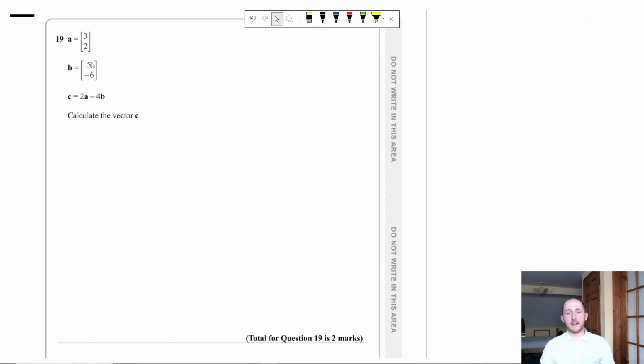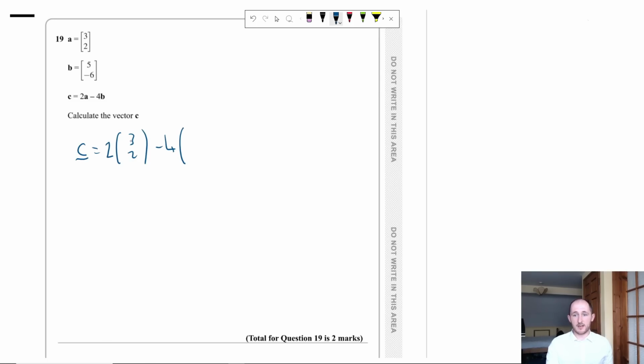Here we have some column vectors. This stuff hasn't come up that much. So again, there's a good chance they might come up this year. So for the vector C, we have to do 2 things. We have to multiply scalars and vectors, and we have to subtract vectors. Let's see what happens. Well, we're going to have 2, then we're going to still have the brackets here.